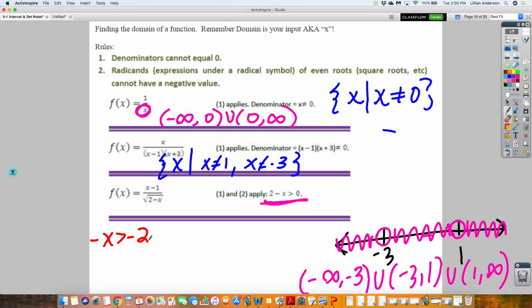Make sense? So if I wanted to solve this out, how would I solve that? Subtract the 2. And when I divide by negative 1, what happens? Flip the sign. This becomes a positive 2, and that represents my what?